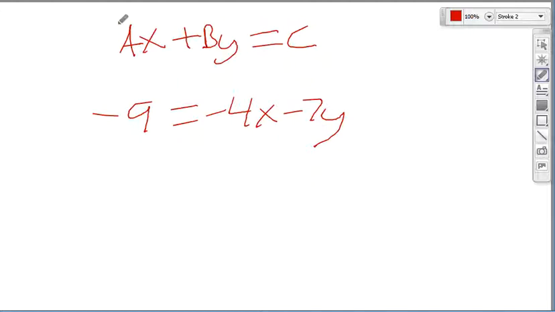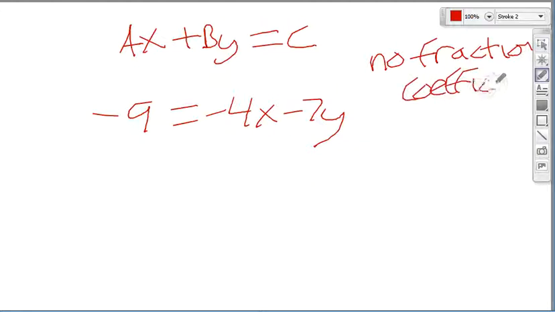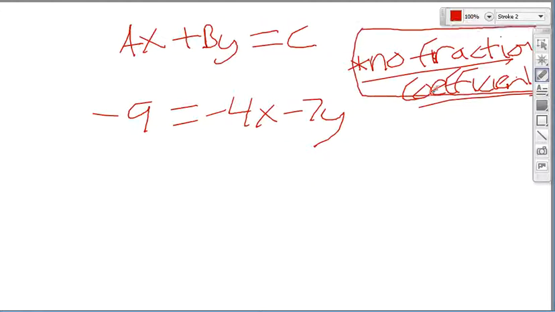One other thing I want to mention when it comes to standard form is there can't be any fraction coefficients. In order for an equation to be in standard form, there can't be any fraction coefficients. We're not going to deal with any for this lesson where there are fraction coefficients, but as we move forward, we will be doing that. So that's just something that I want to make sure that I mention.